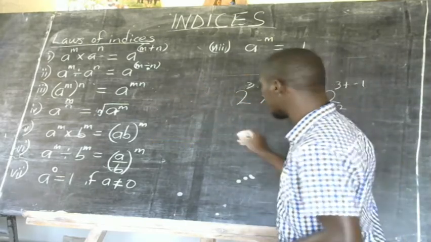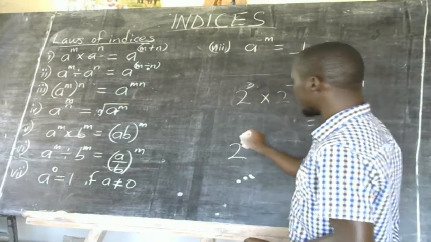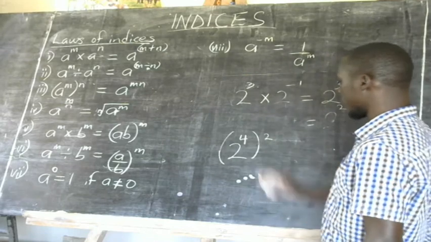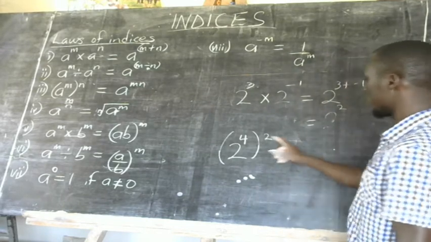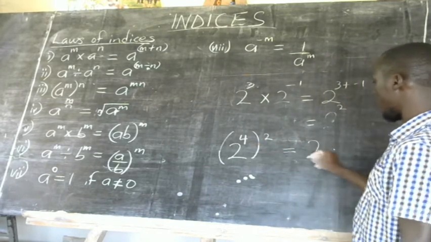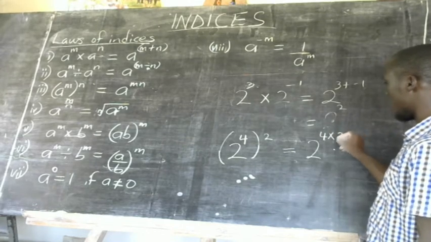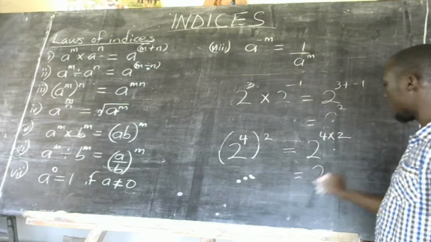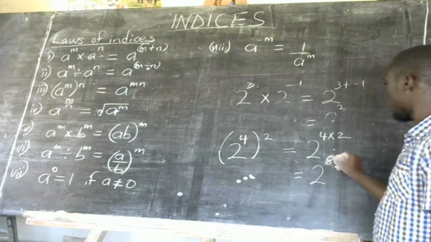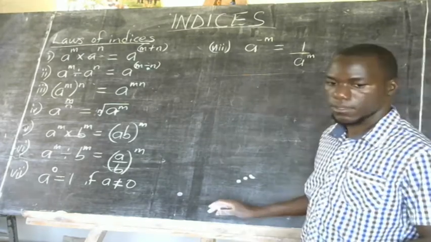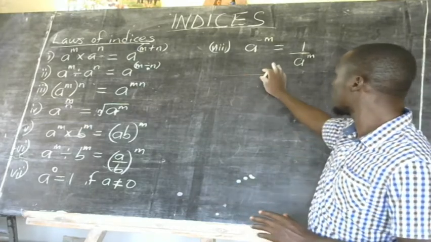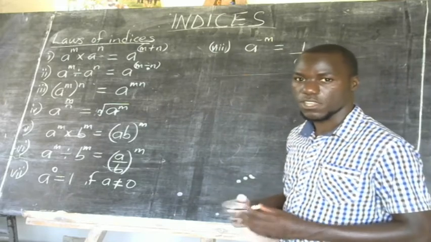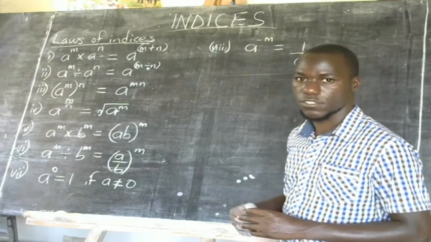If we have 2 power 4, then into a power 2 again, when you open the brackets, the powers are going to multiply each other there, and then we shall be having 2 power 8. Now, the rest of the laws, we are going to employ them as we are doing our examples.